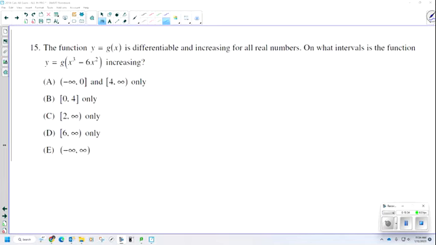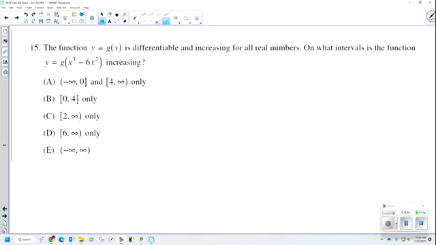Number 15. The function y equals g of x is differentiable and increasing for all real numbers. On what interval is the function y equals g of x cubed minus 6x squared increasing? All right, here we go. In order to find out if something's increasing, that means the first derivative, or in this case y prime, is positive. So let's figure out what y prime is.